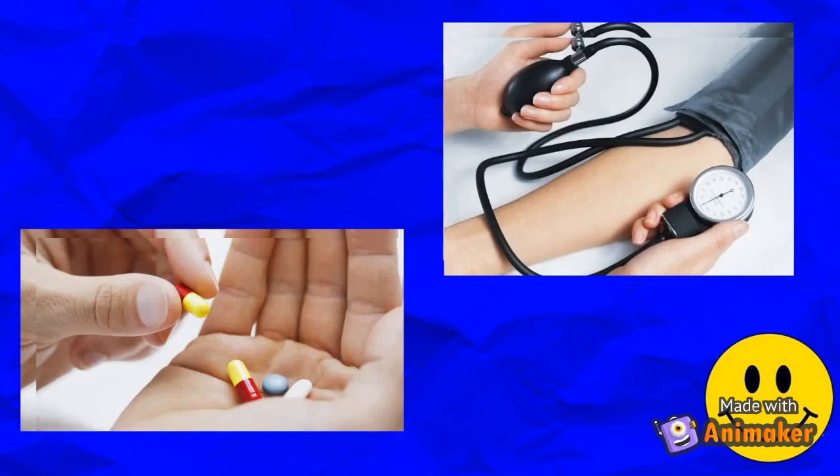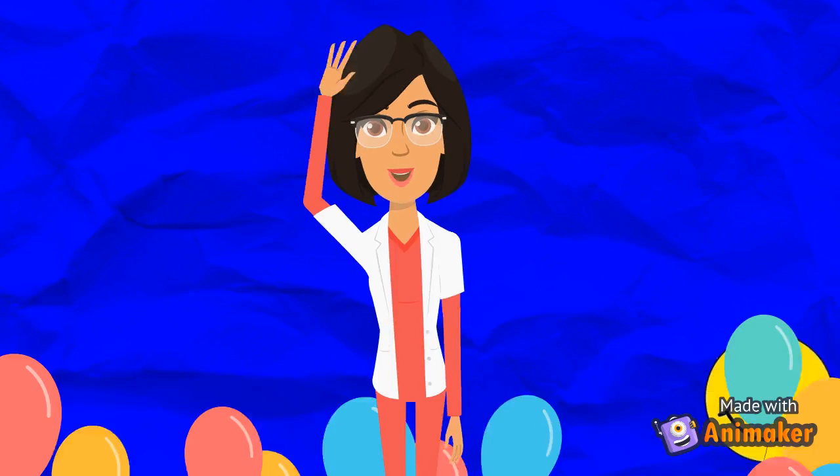Make sure to be compliant with the medication given by the doctor if you already have high blood pressure. Measure your blood pressure regularly and keep track of it. When you are going for your follow-up, show it to your doctor so that they can take further steps from there. That is all for now.